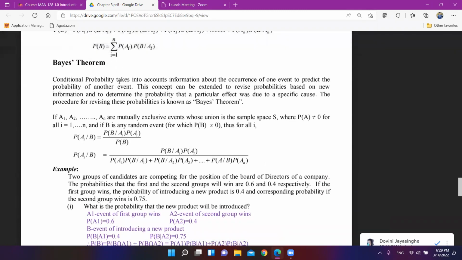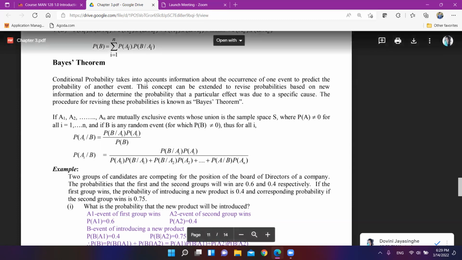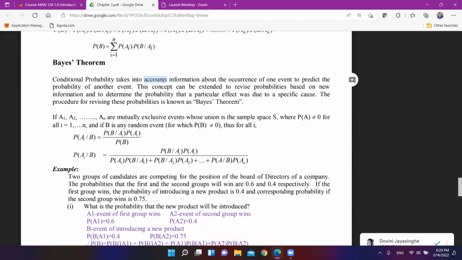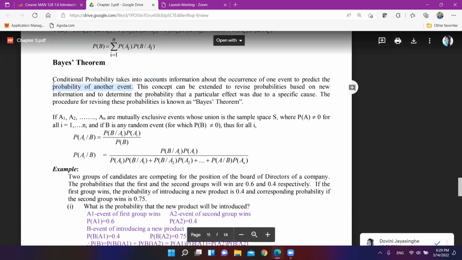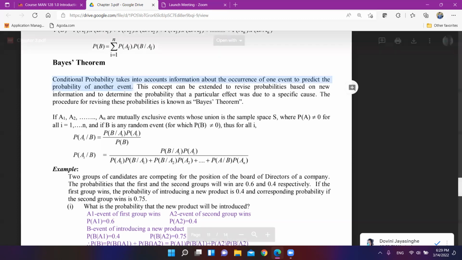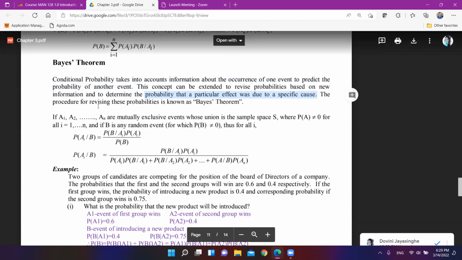Bayes theorem කියලා එකක් තියෙනවා. It's highly used in Bayesian statistics. That is not discussed in this course. It's highly complex, right? I'll just give you a small thing about it. Conditional probability takes into account information about the occurrence of one event to predict the probability of another event. This concept can be extended to revise probabilities based on new information to determine the probability that the particular effect was due to a specific cause. The procedure for revising these probabilities is known as Bayes theorem.